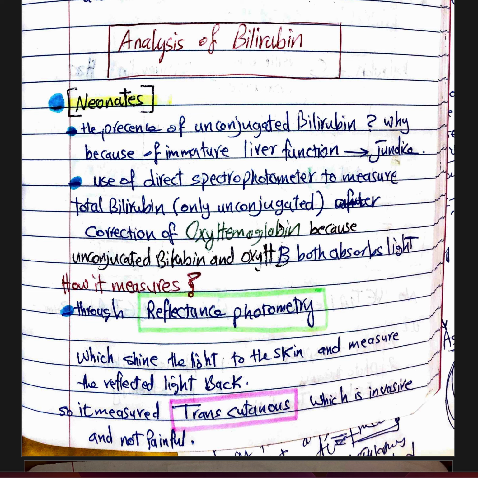We know that infants and neonates have a high level of oxyhemoglobin. Most neonates come with jaundice because they have a high level of unconjugated bilirubin due to immature liver function, and we make sure to measure what is going on with the unconjugated bilirubin to know if it is a normal condition or not. Then we should use a spectrophotometer, but we have to clear it from the oxyhemoglobin, because unconjugated bilirubin and oxyhemoglobin both absorb the light.